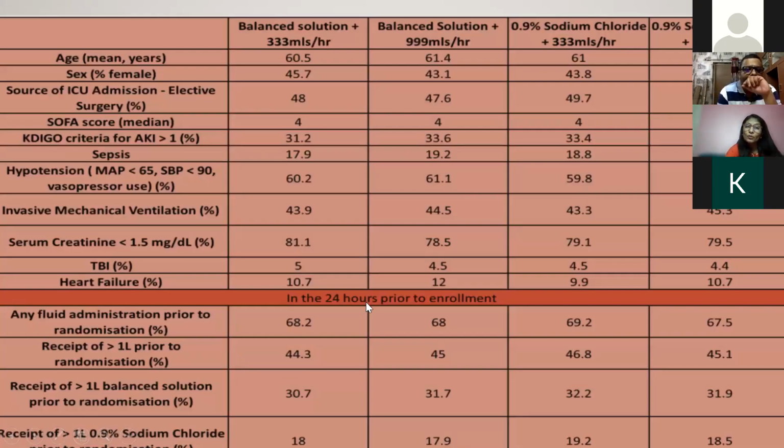The mean age was around 60 for all patients. There was a more or less equal distribution in the sex ratio. The SOFA score was 4 for most of the patients. There was hypotension in about 55 to 60% of the patients. Invasive mechanical ventilation was required for about 43 to 44% of patients. The important thing is that most of the patients had received more than 1 liter of fluid prior to randomization.